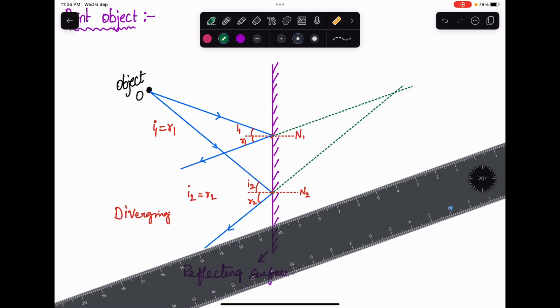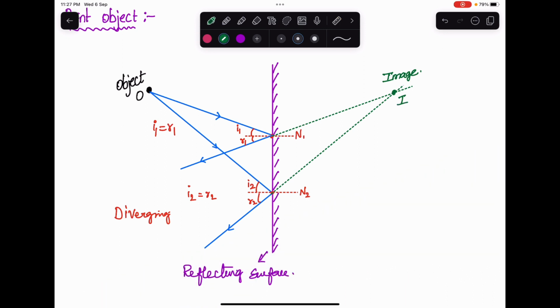Now I observed both the reflected rays on extending behind, they met at a particular point, and say this is your image, represented by I. So you can see now we have got the image formed due to the extension of reflected rays behind. Thus the image formed over here is a virtual image. So when will we get a virtual image? When the image is formed due to extension of reflected rays backward, it is called a virtual image.